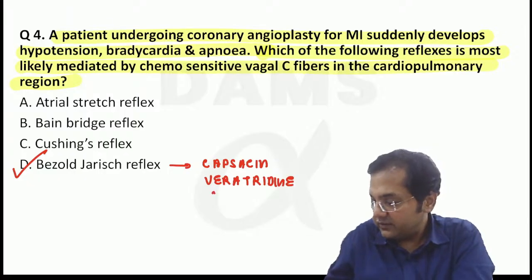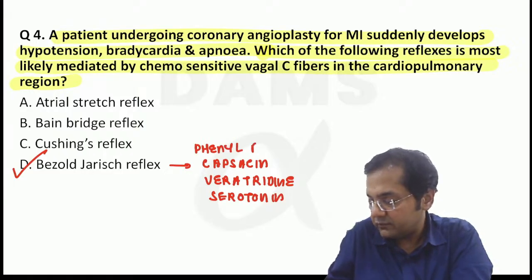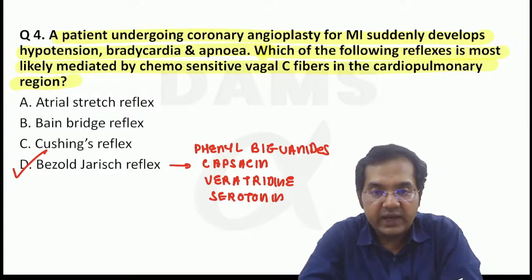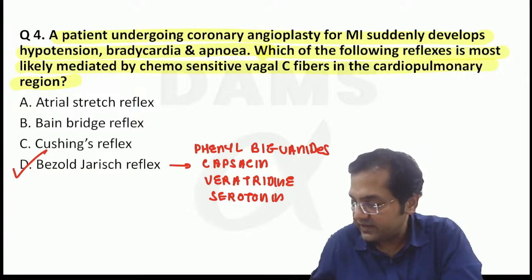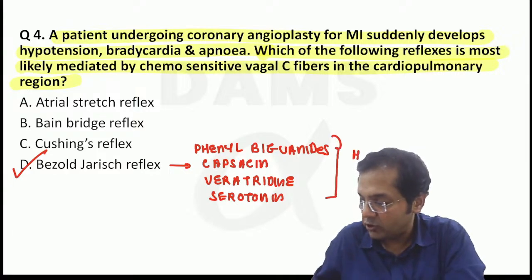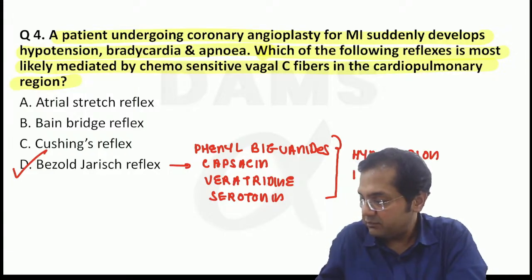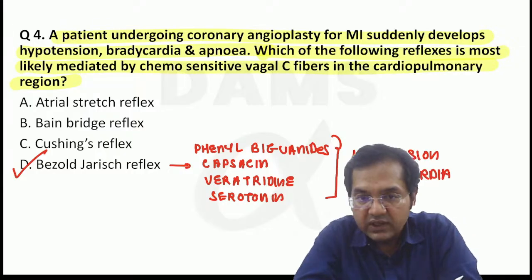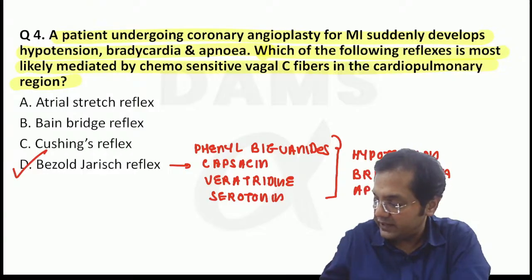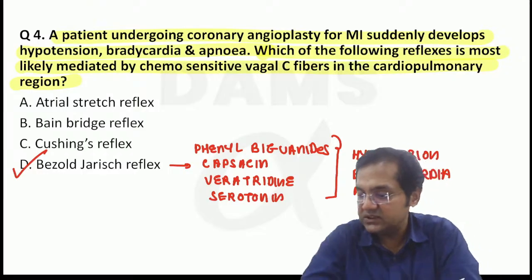veratridine, serotonin and phenylbiguanide. Yes, everyone, I can see all the right answers in the chat box. Injection of these chemicals can irritate the vagal C fibers, thereby causing both hypotension and bradycardia. I will tell you all the different ones, don't worry. That is why I put this question. Hypotension, bradycardia and apnea. This is Bezold-Jarisch.